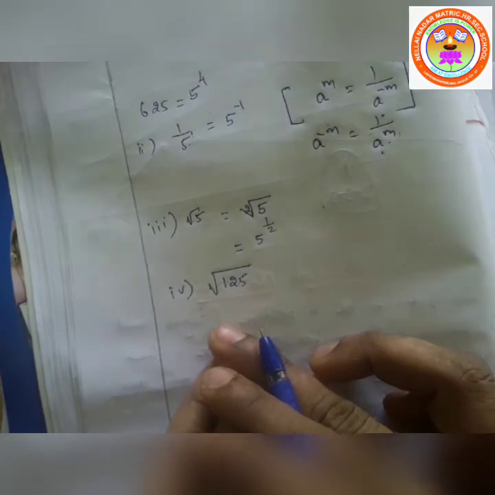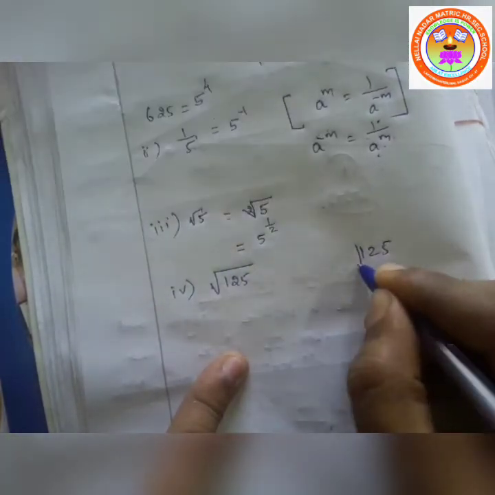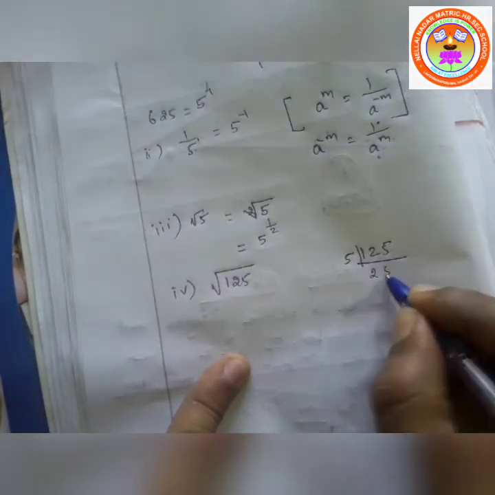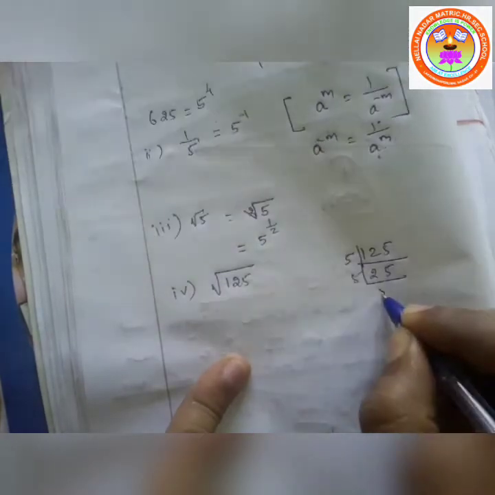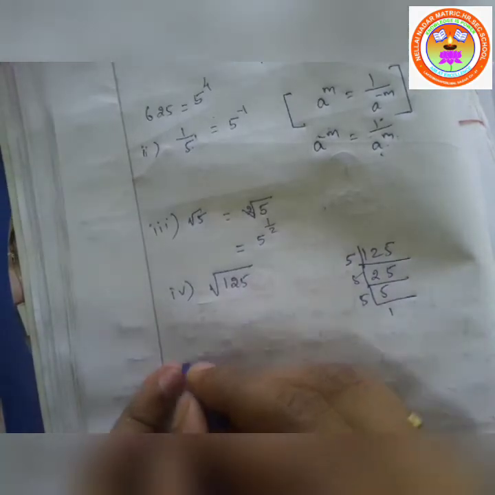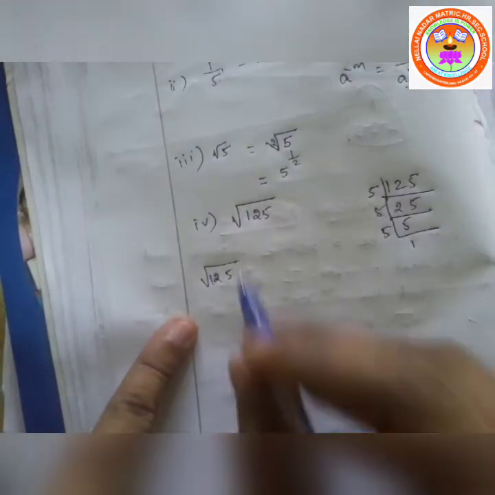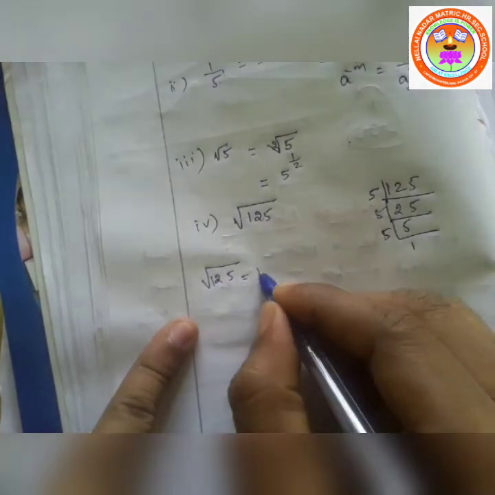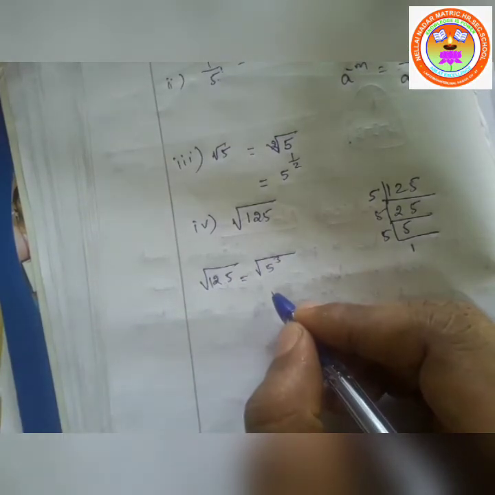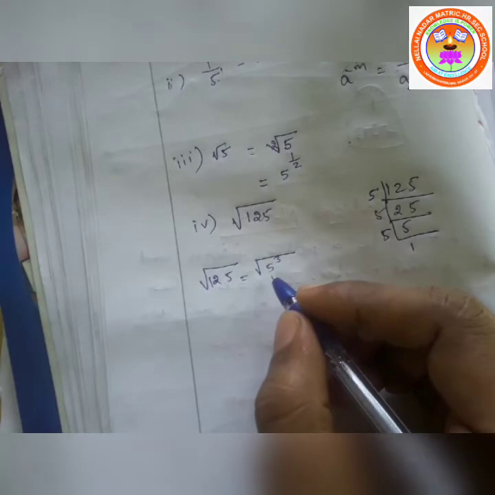For this sum we have to take prime factorization. 125, do prime factorization, 5 tables. 2 5's are 10, remainder 2, 5 5's are 25. Again 5 tables, 5 5's are 25. Again you take 5 tables. It is 1 times. So this root 125 we can write it as root 5 power 3. Are you able to understand? This we can write it as root 5 power 3.